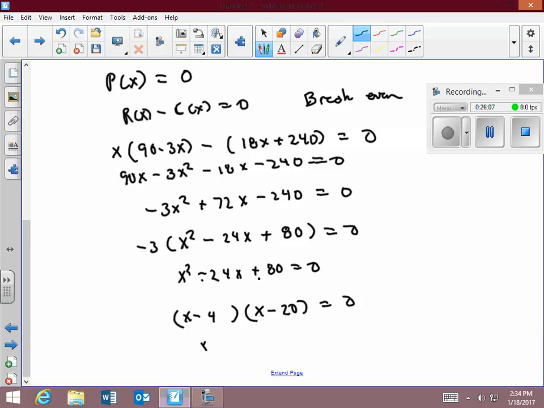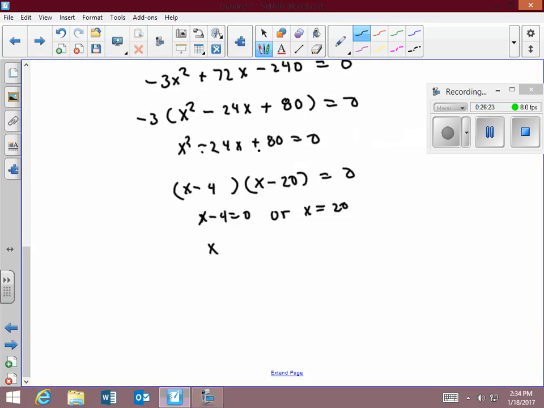So then I go x minus 4 equals 0, or x minus 20 equals 0. X equals 4, or x equals 20. Now that's strange. It says I can break even at two different quantities sold.